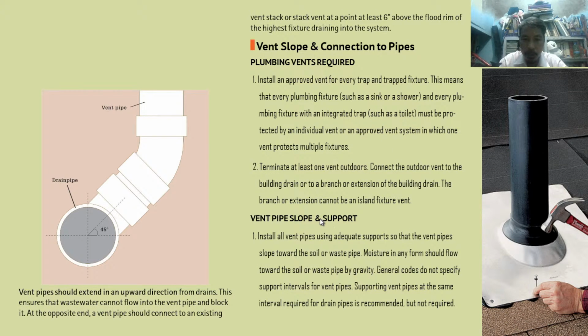How about vent pipe slope and support? What to expect according to the code. You have to install all vent pipes using adequate support so that the vent pipe is sloped toward the soil or waste pipe. So they are also sloping, just like this. It is using a 45 degree slope right now, toward the drain pipe. Moisture in any form should flow toward the soil or waste pipe by gravity.